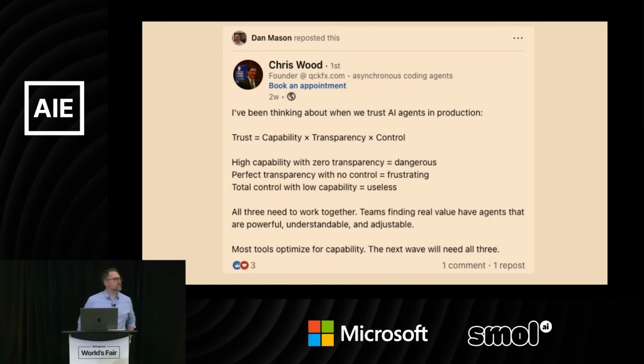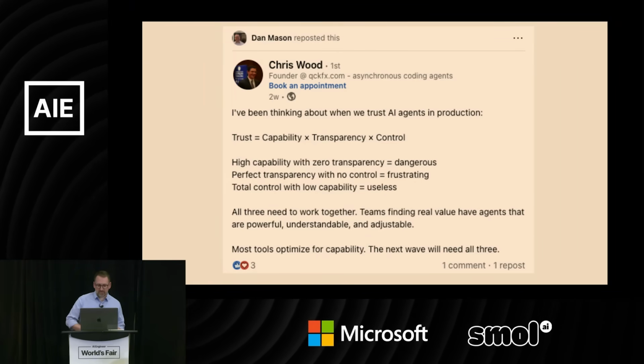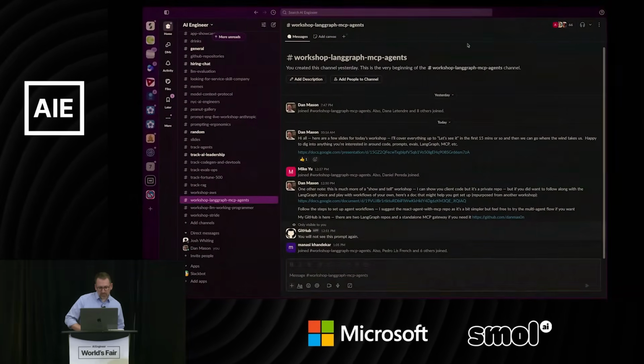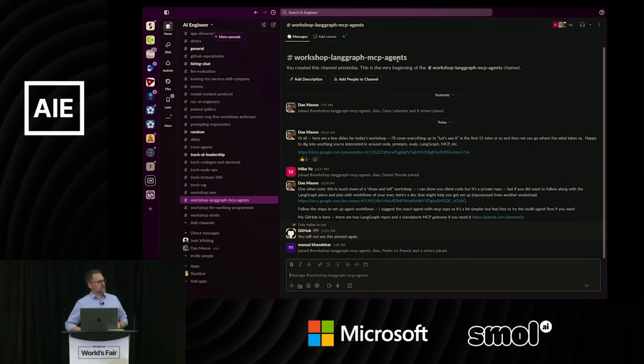Please go ahead. A bunch of us are looking for the Slack channel. Oh, let me find that one more. It's right here, actually. Workshop LangGraph MCP agents. Got it? OK.